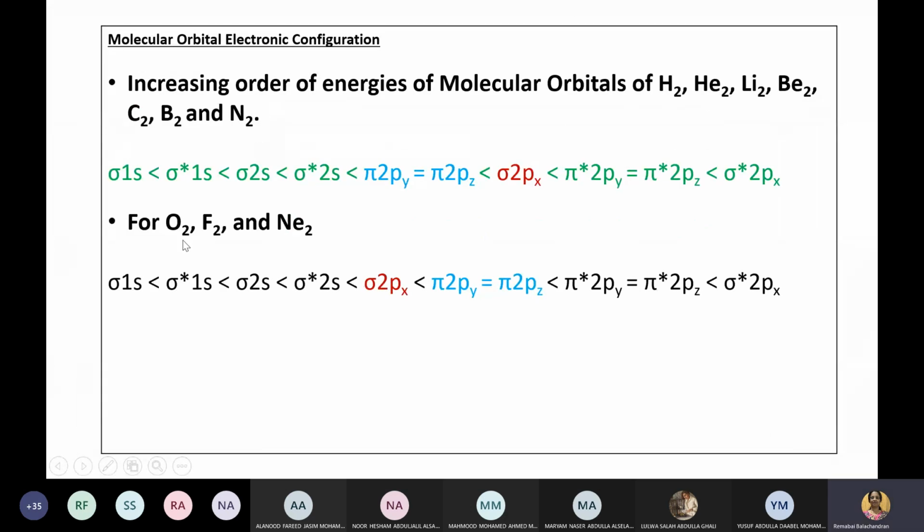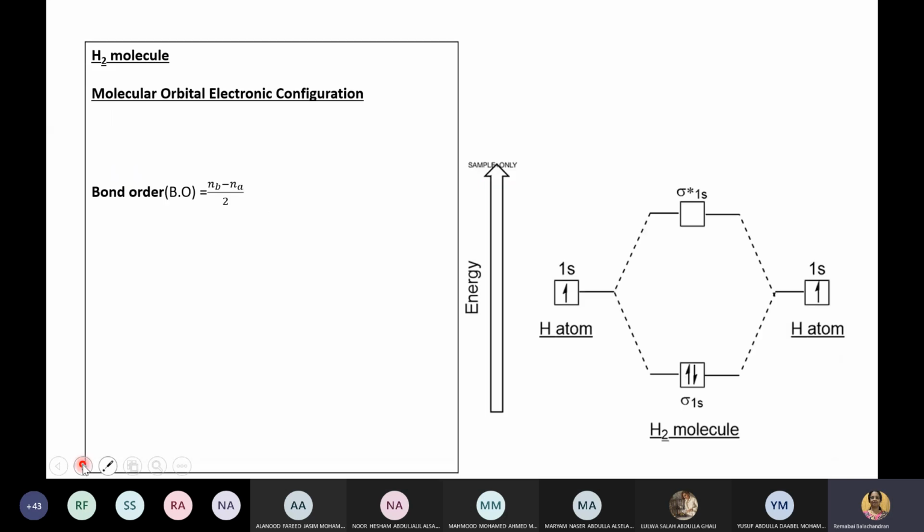For after nitrogen, the next element is oxygen, so it is oxygen to neon. The configuration is slightly different. See, I told you, in this case first pi comes, then sigma. And here first sigma and then pi comes. So we are going to fill it in this order, okay? One by one we will do, so it will be okay for you.